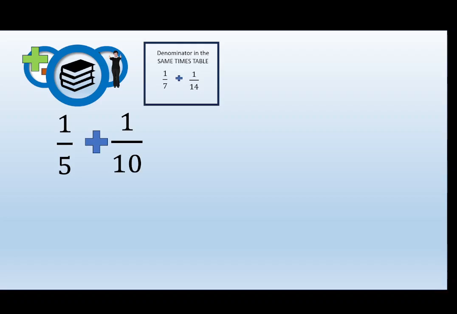Second type of fraction is when the denominators are in the same times table. And here we can see that 5 does go into 10. Now, this is when we're going to need to use equivalent fractions. And all that you need to know is that equivalent just means multiplying the numbers up. Small numbers into the bigger numbers.